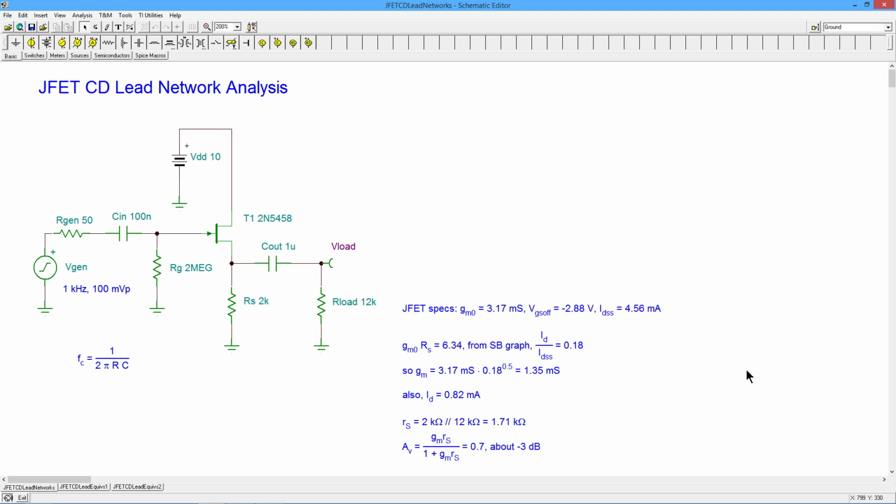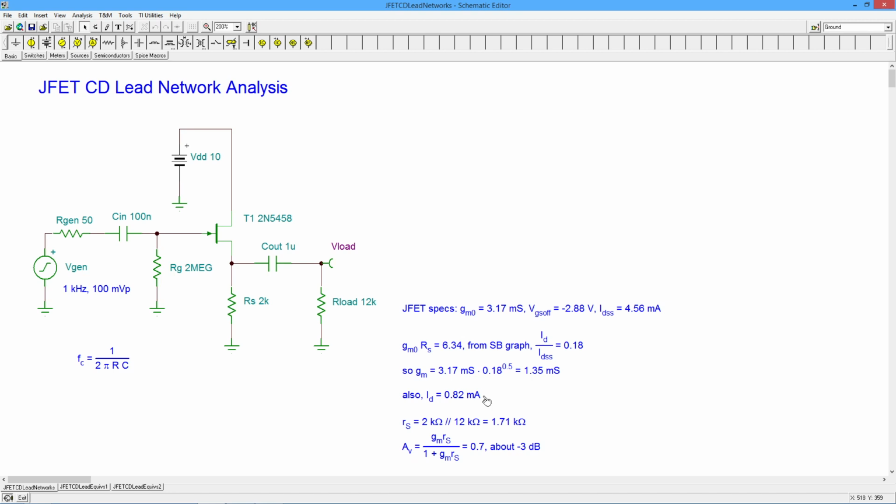All right. So if we go through the analysis on this, again, this is in that other video, but very quickly, because it is self-bias, we can use a self-bias graph from the text. GM0, the 3.17 millisiemens, times the RS, the DC value, which is right here, the 2K. Multiply that out, 6.34. From the self-bias graph you would get the ID-IDSS ratio, which is 18%. So we can multiply through and find out what the current is, which will be about 0.8 milliamps.